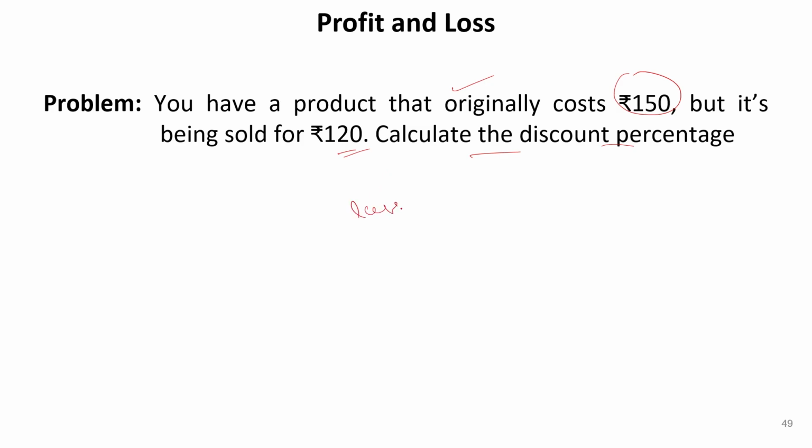So loss percentage is equal to... why will you say loss percentage? Because the selling price is actually lesser than the cost price. Loss percentage is equal to the loss amount, that is 150 minus 120, into 100 whole by cost price, that is 150. This is equal to 30 by 150 into 100. So 1 by 5, so it will be 20%. So 20% loss.